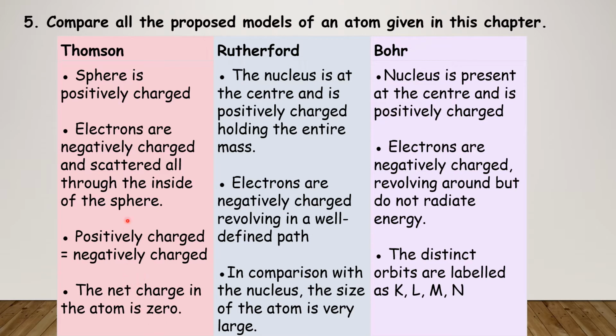And here also one point, Thomson's model. The net charge in the atom is 0. That means the positively charged particles and negatively charged particles are the same, so the numbers are the same. So the net charge is 0. So you can make these 2 points as 1. Okay, so write that also in your notebook.